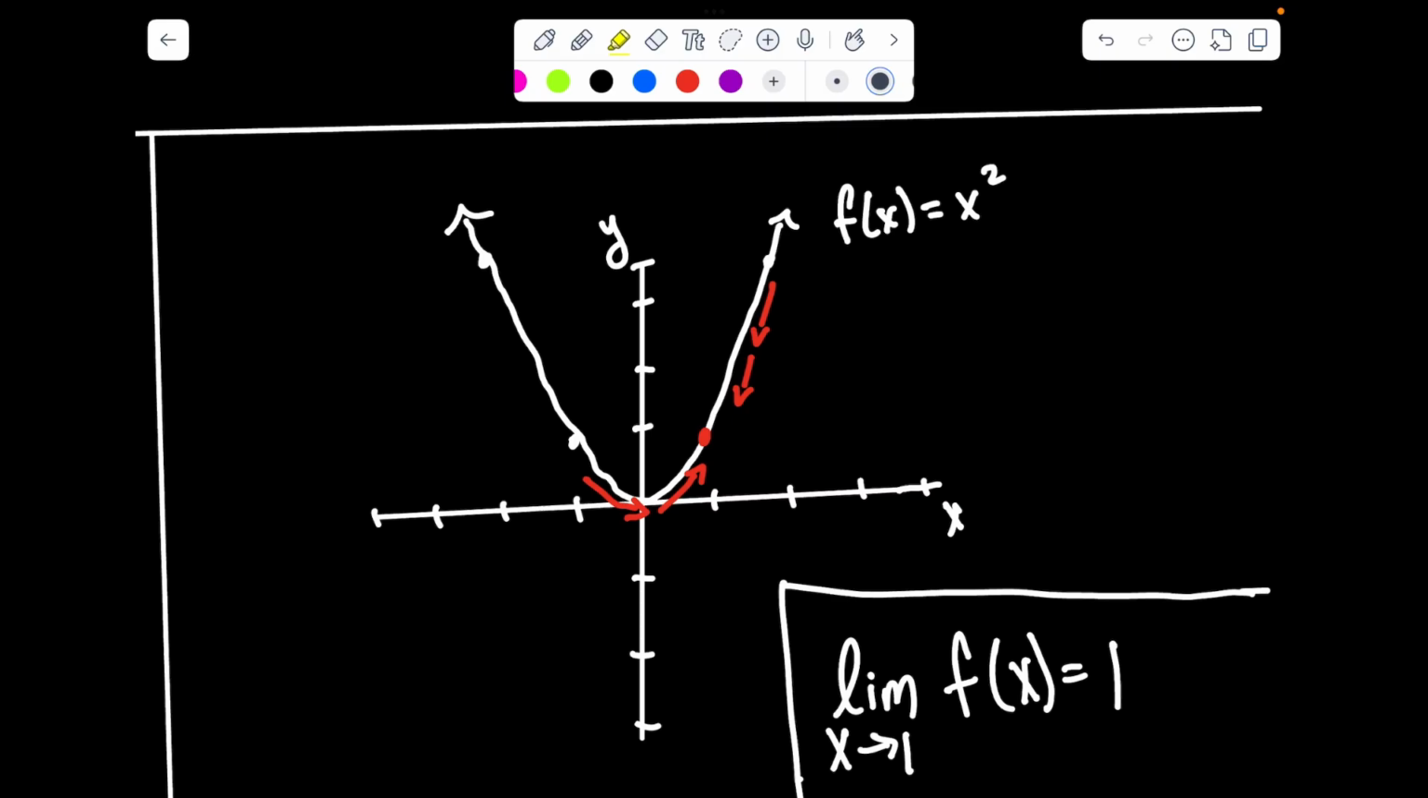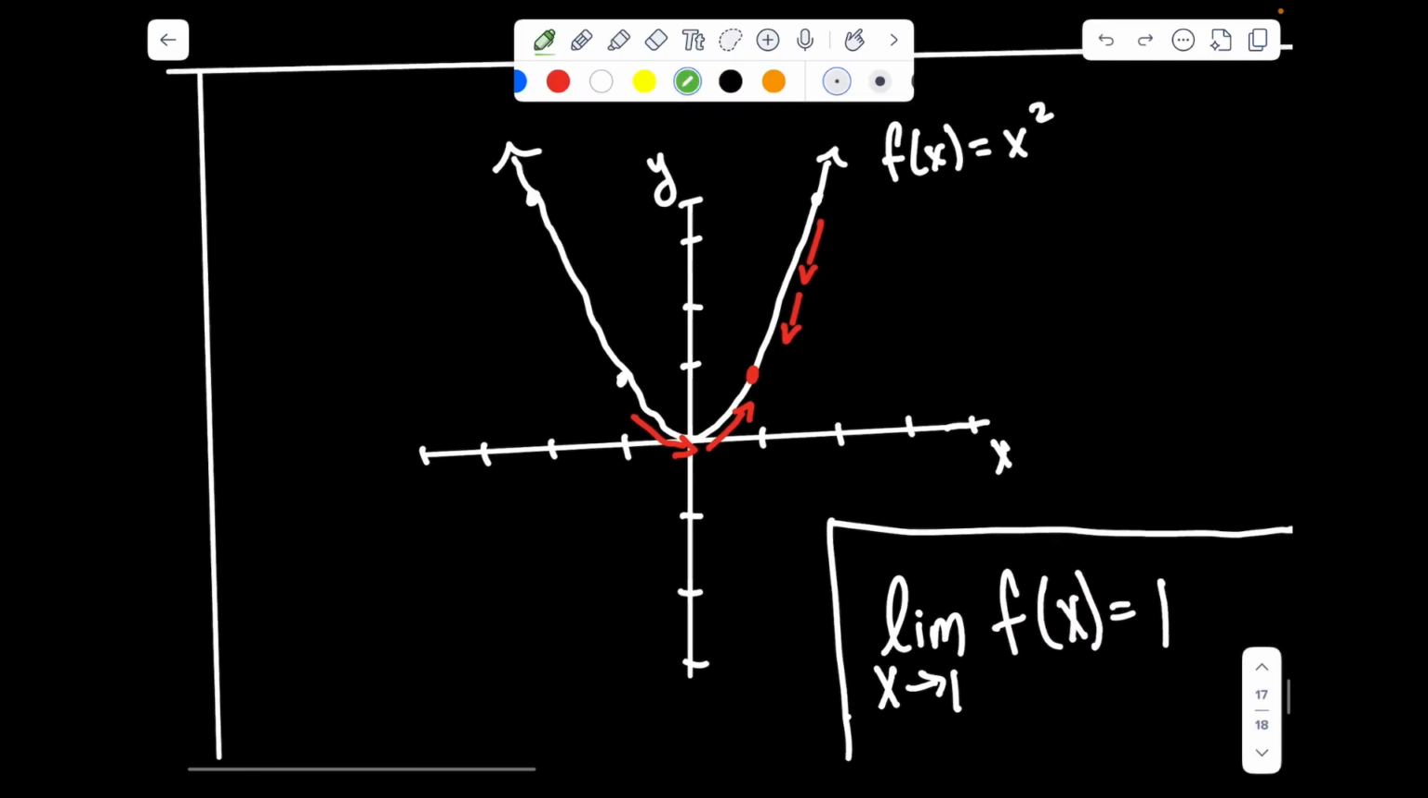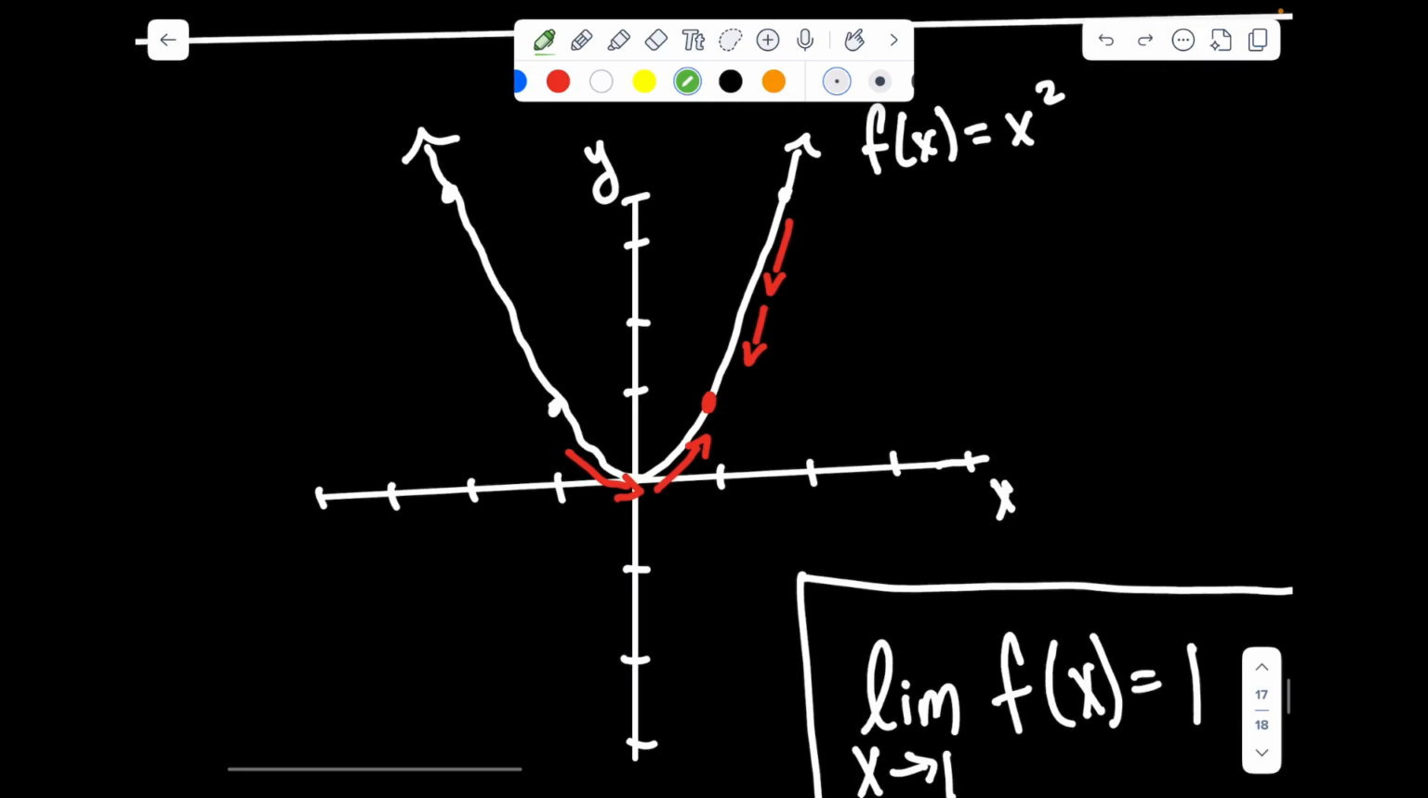Let's take a look at this example real quick. We have the function f of x equals x squared, and I'm trying to show that as x approaches 1 on the x-axis, f of x will get really close to 1 on the y-axis. So let's take a look at what's happening. As x approaches 1 on the x-axis, we start to see in red that y begins to approach 1 on the y-axis.